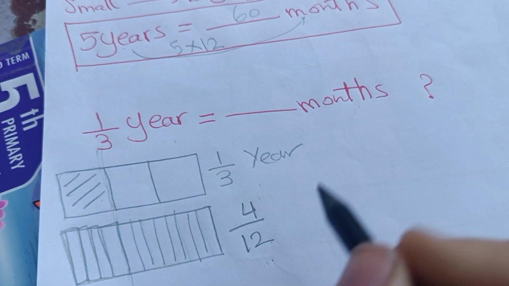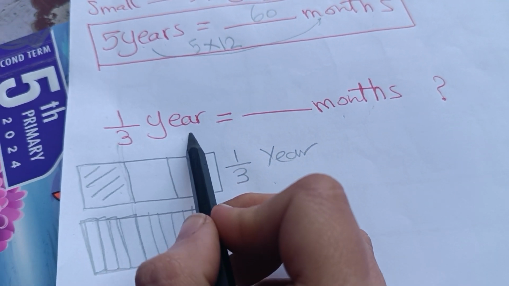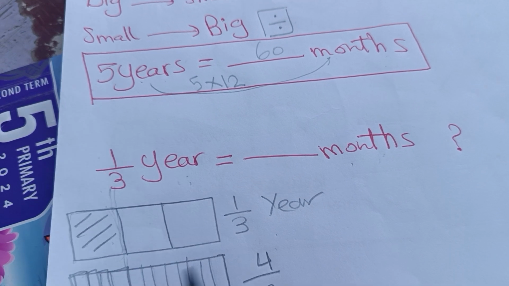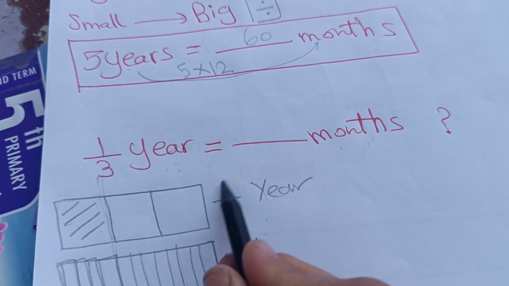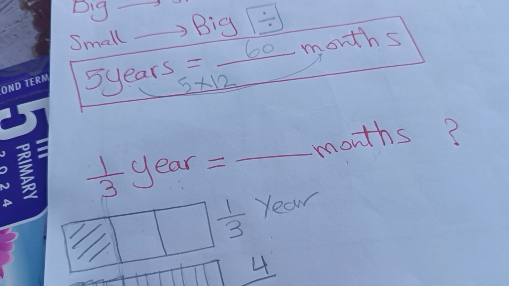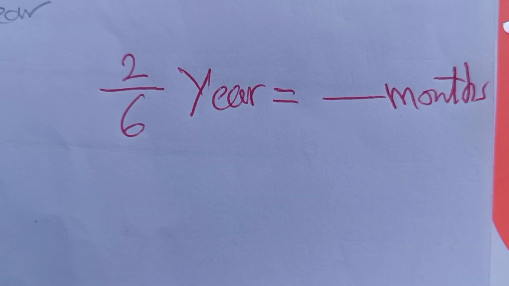So to answer how many months are there in 1/3 of a year, how many unit fractions are forming this fraction? They are 1, 2, 3, and 4. My answer will be 4 months.